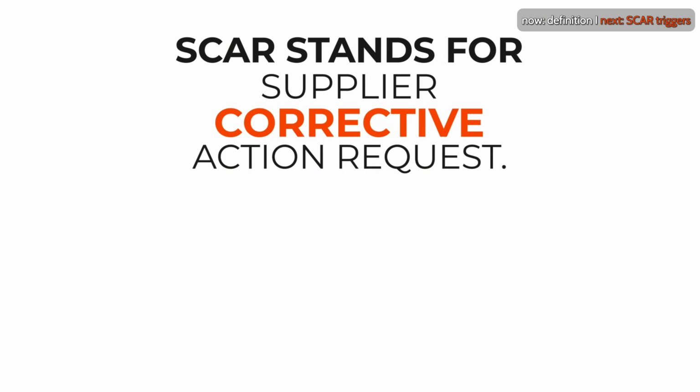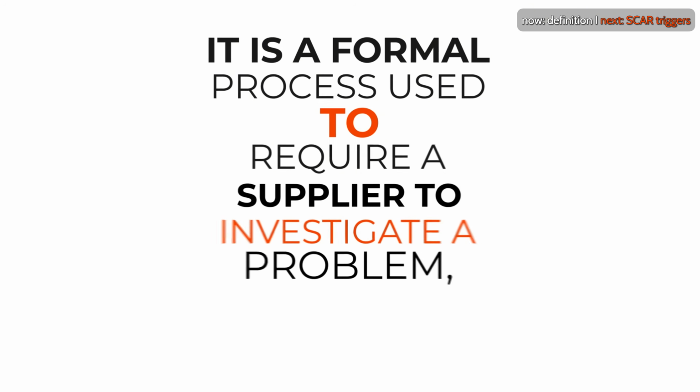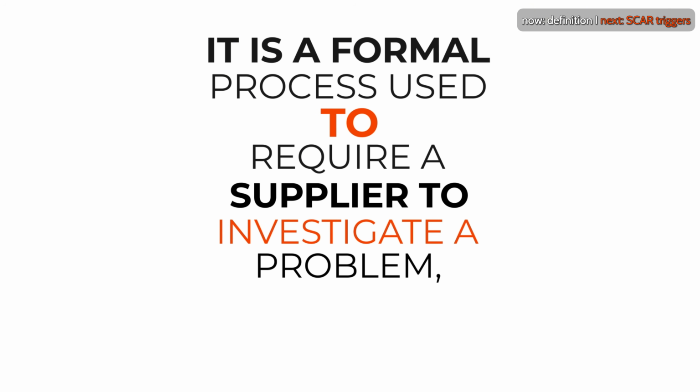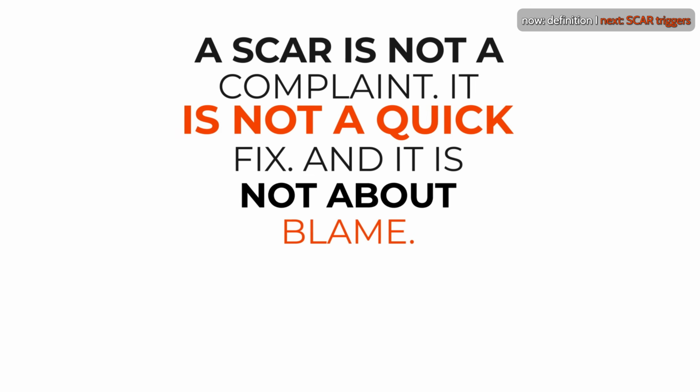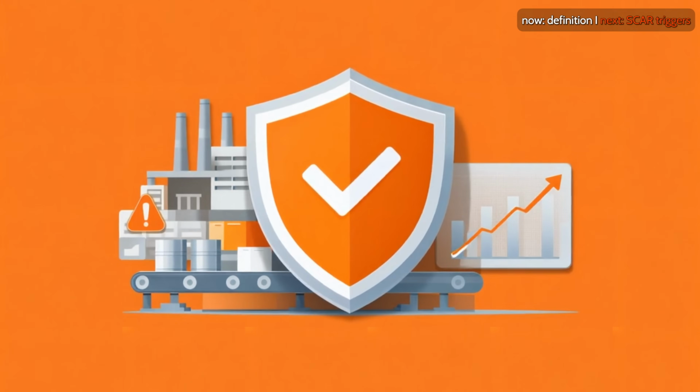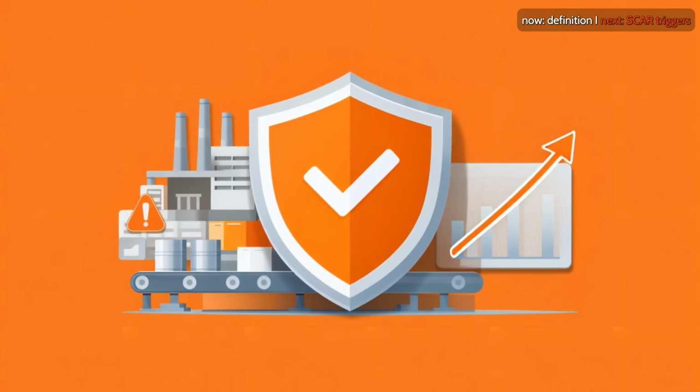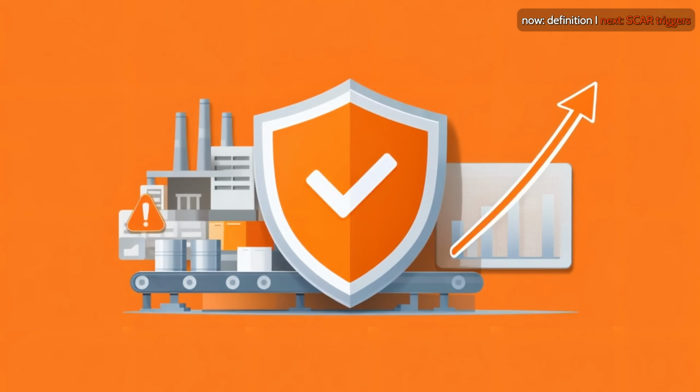SCAR stands for Supplier Corrective Action Request. It is a formal process used to require a supplier to investigate a problem, identify the true root cause, and implement actions that prevent it from happening again. A SCAR is not a complaint, it is not a quick fix, and it is not about blame. It is a structured tool to protect quality, reduce risk, and improve supplier performance.